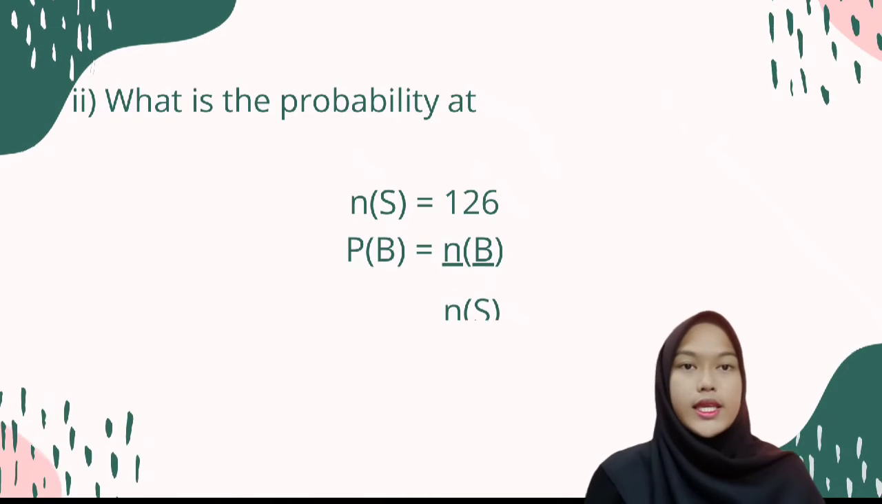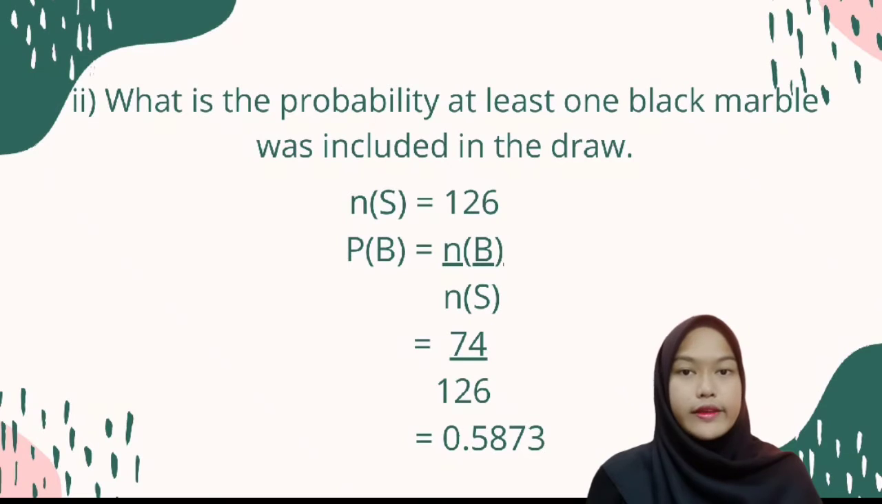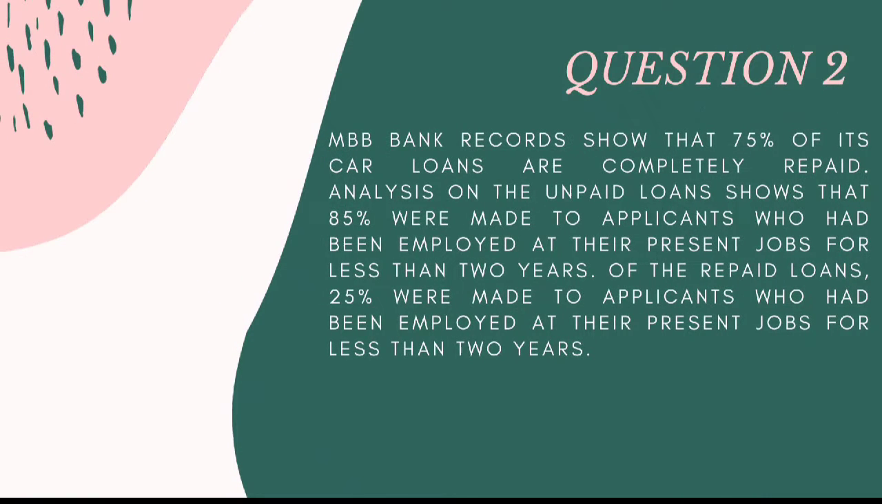For the last question, it asks for the probability that at least one black marble is included in the draw. As we know, the number of arrangements without condition in this case is 126. So we use the formula to find the probability for black marbles to be chosen, which is NB divided by NS, and we get 74 divided by 126. We get the final answer 0.5873.